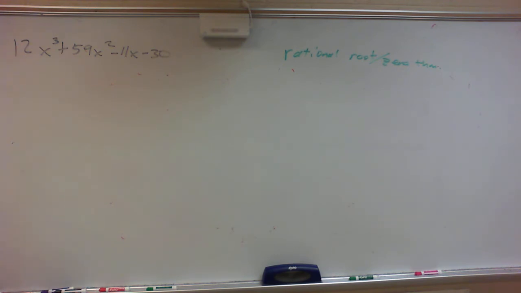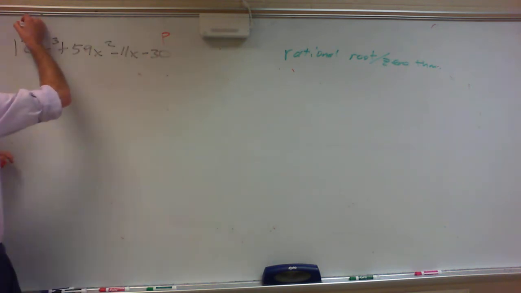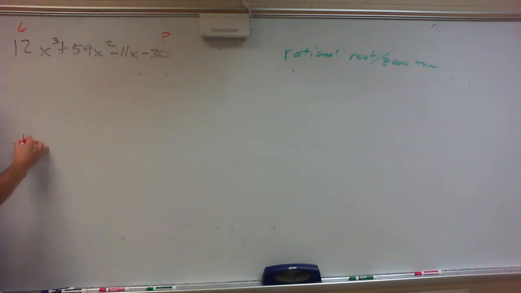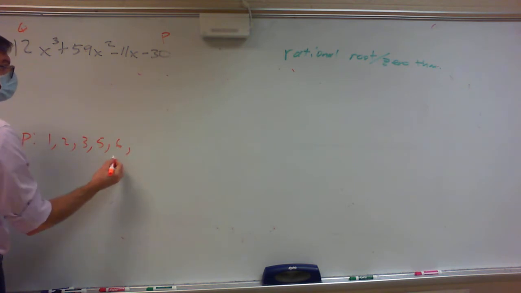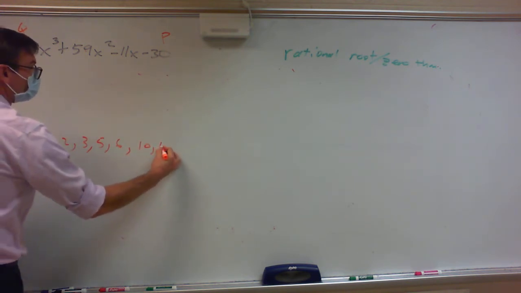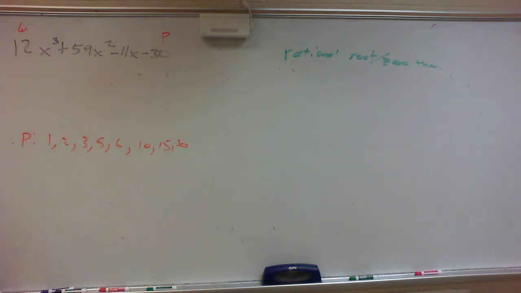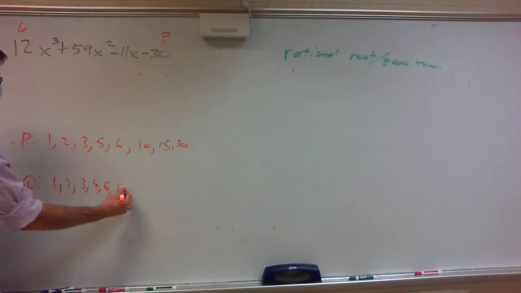So I want to write down my possible rational roots. I have a feeling I might get some groans in just a little bit. Here's my P, here's my Q. So what are my factors of P? What goes into 30? 1, 2, 3, 5, 6, 10, 15, and 30. All right. What are my factors of Q? 1, 2, 3, 4, 6, and 12.